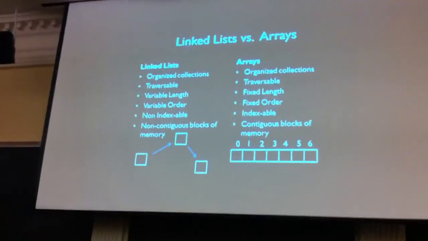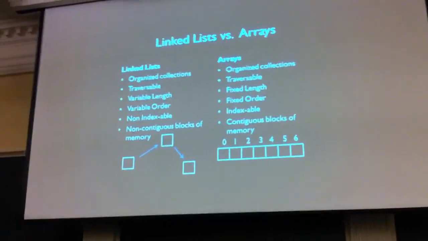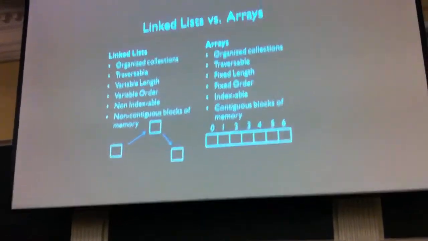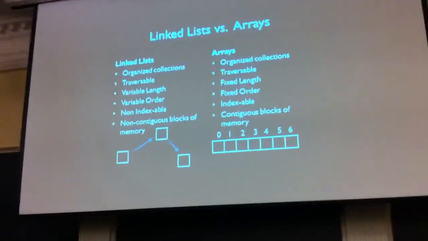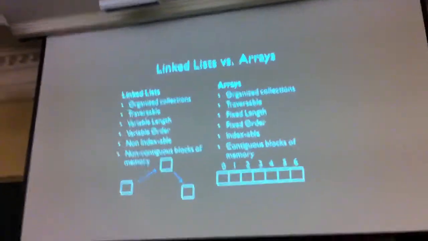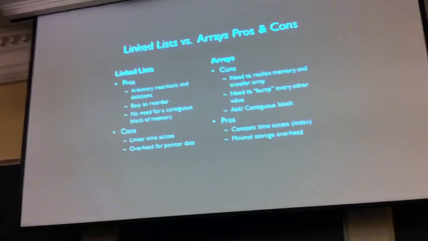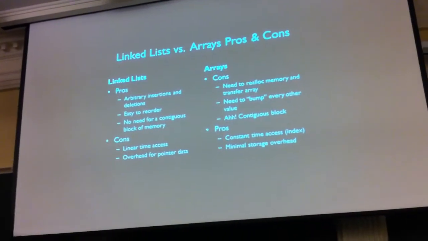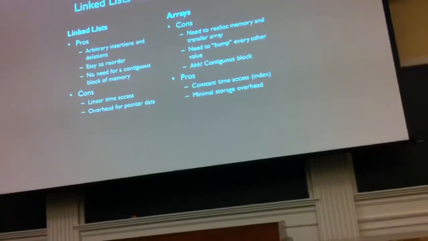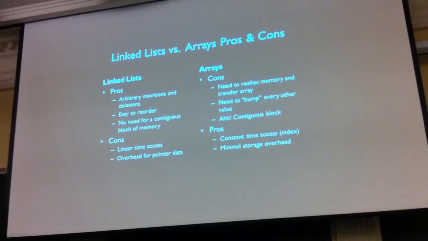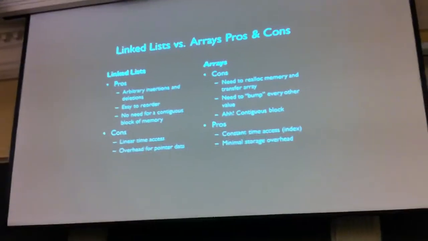Also with arrays, we saw before that they're indexable. So you can do array 1 or array 0 or array n. Whereas with linked lists, you have to go through the list. So when would you use a linked list versus an array? The pros of a linked list is that linked lists allow you to arbitrarily insert and delete items, versus arrays where you need to reallocate or transfer the array whenever you want to delete something.